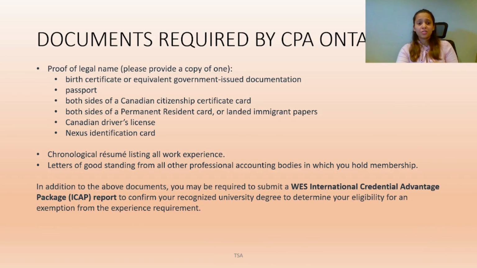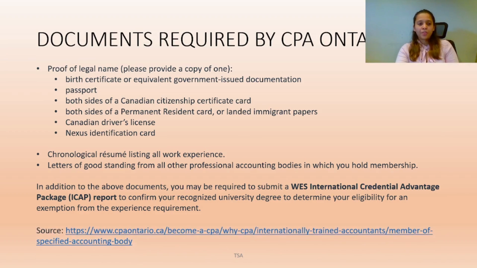And in addition to these documents, certain provincial bodies also ask you for your WES International Credential Advantage Package, which is an ICAP report and is provided by the World Education Services. It's the same body to which you submitted your documentation for your educational credential evaluation for your visa purposes. So you'll have to make an additional application via the WES for your ICAP, but only if it is required by the provincial bodies. In certain cases, they may or may not request it, but if they do, then you'll have to make an additional application there.